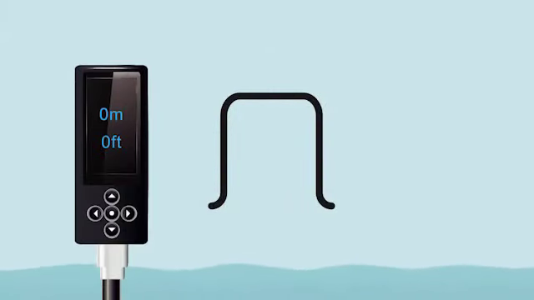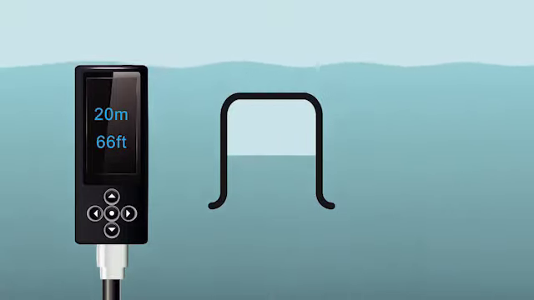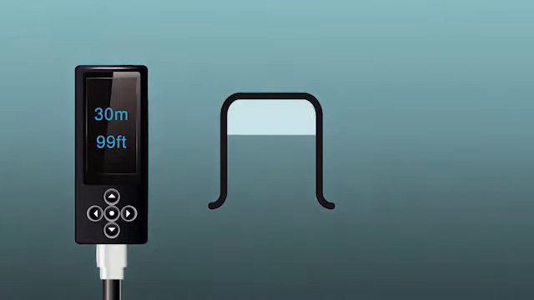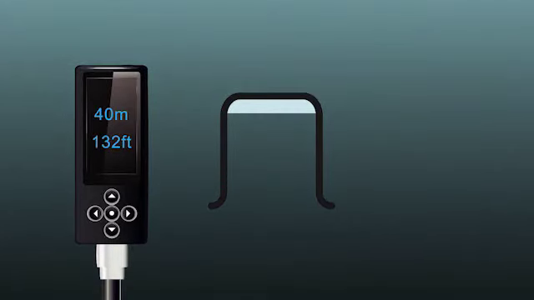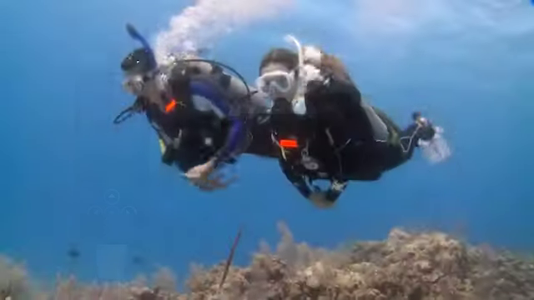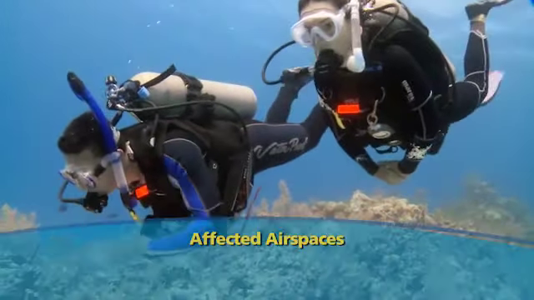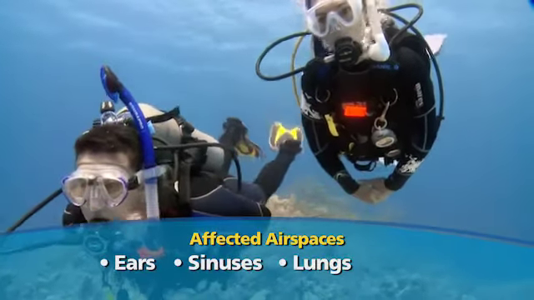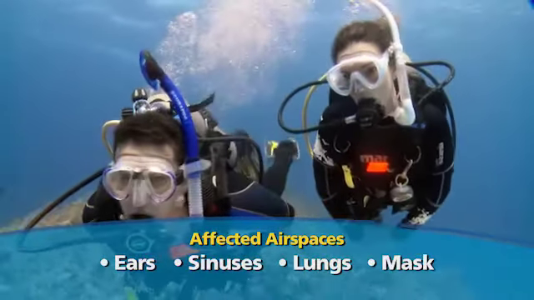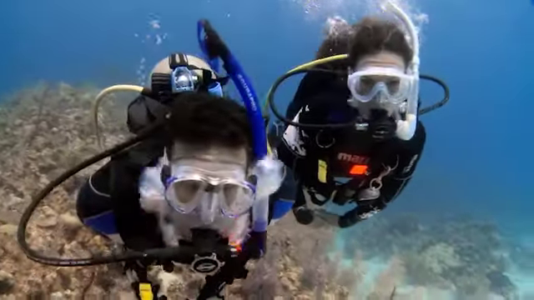Increasing pressure doesn't affect water, but it compresses a gas, like air. So as you go deeper, pressure reduces an air volume and increases its density by pushing the molecules closer together. This pressure-volume density relationship is important because it affects air spaces, including your ears, sinuses, lungs, and mask. It also affects controlling your buoyancy and how long your air lasts.